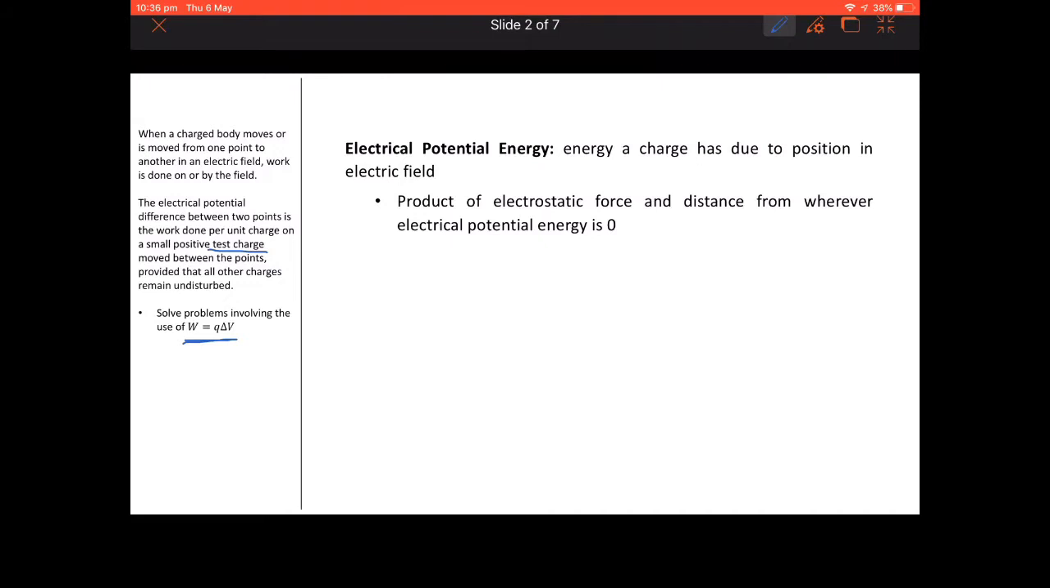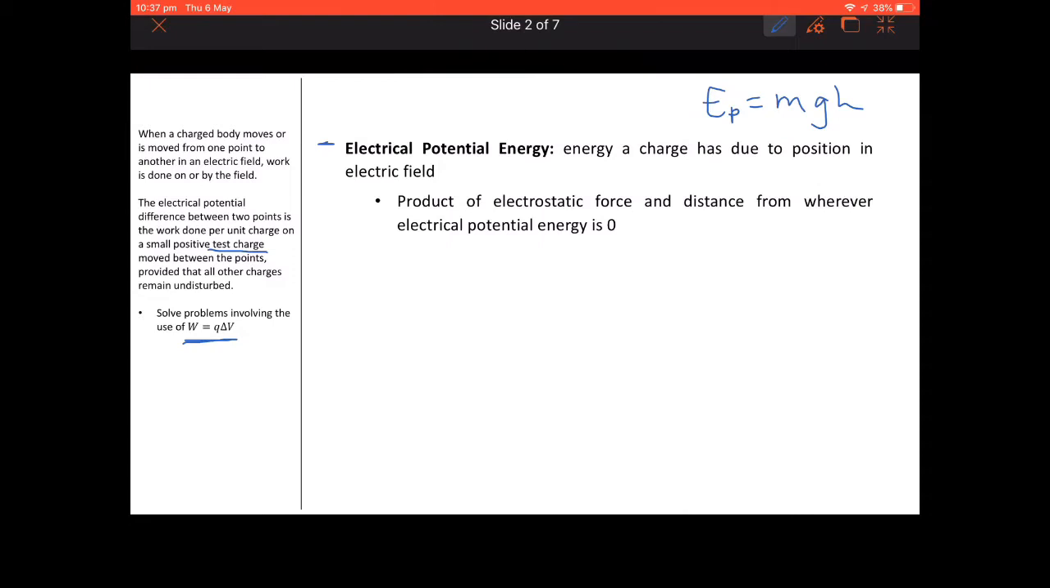So the electric potential energy is the energy that a charge has due to its position in an electric field. Like a body would have gravitational potential energy due to its position in a field, so the higher up a body is on Earth, the more potential energy it has due to gravity. You might be familiar with the potential energy equals mgh rule. So electrical potential energy is similar to that, it's just the field, rather than being a gravitational field, is an electric field.